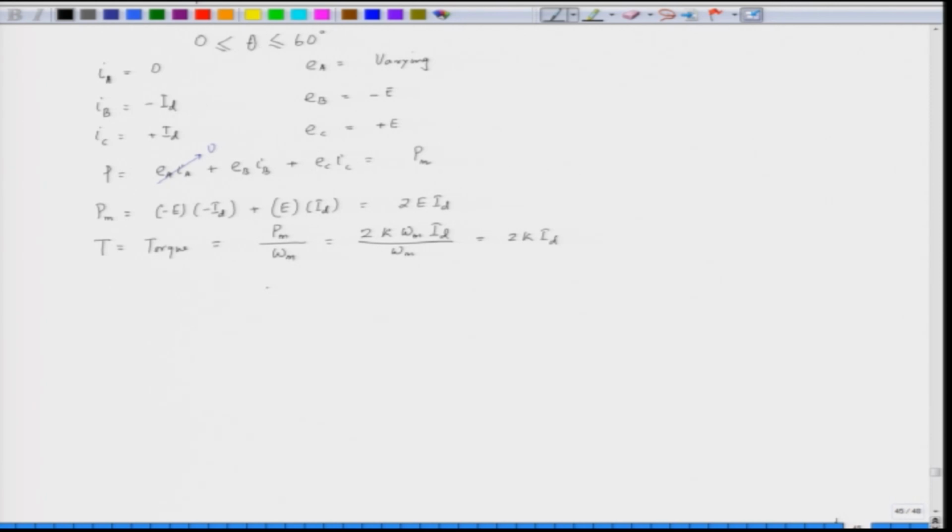We can also show that for theta varying from 60 to 120, we have a different situation. What about IA, what about IB and what about IC, and we can find out what is EA, EB and EC.